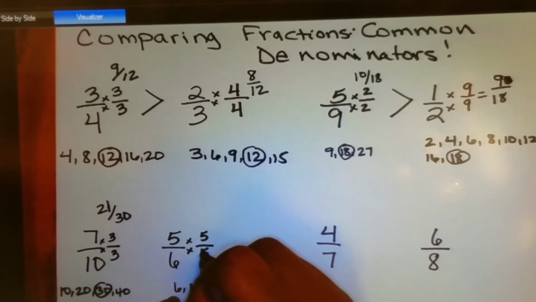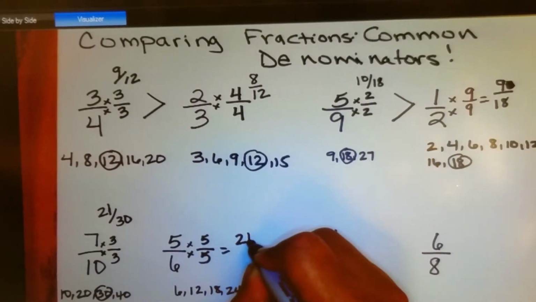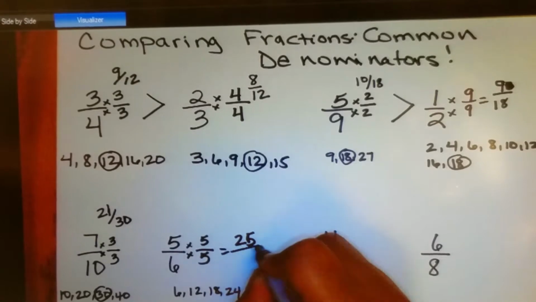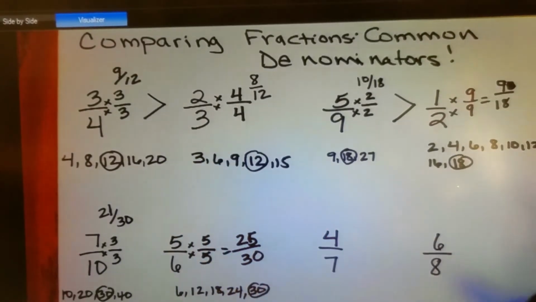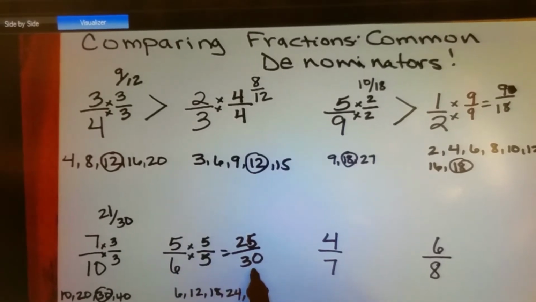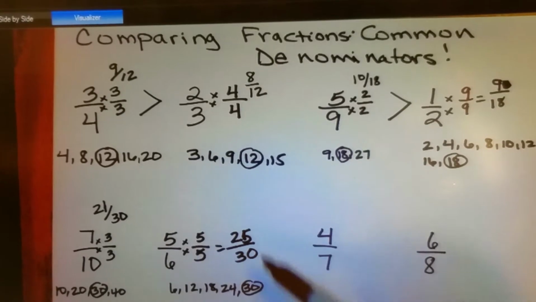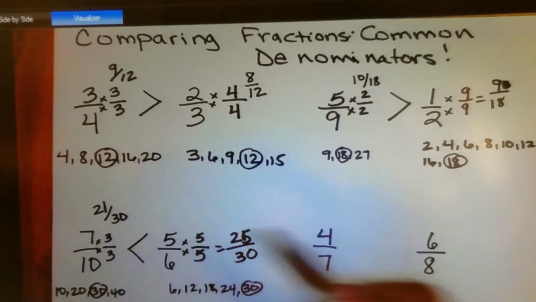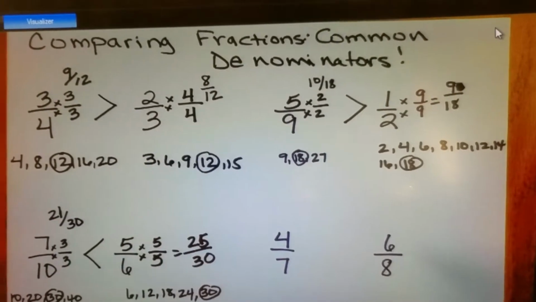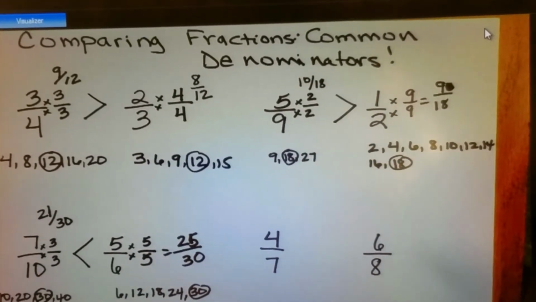Times 5 over 5, I will have 25 over 30. So 5 times 5 is 25, and 6 times 5 is 30. So 21 30ths compared to 25 30ths. 5/6 is actually larger than 21 30ths, or 7/10.